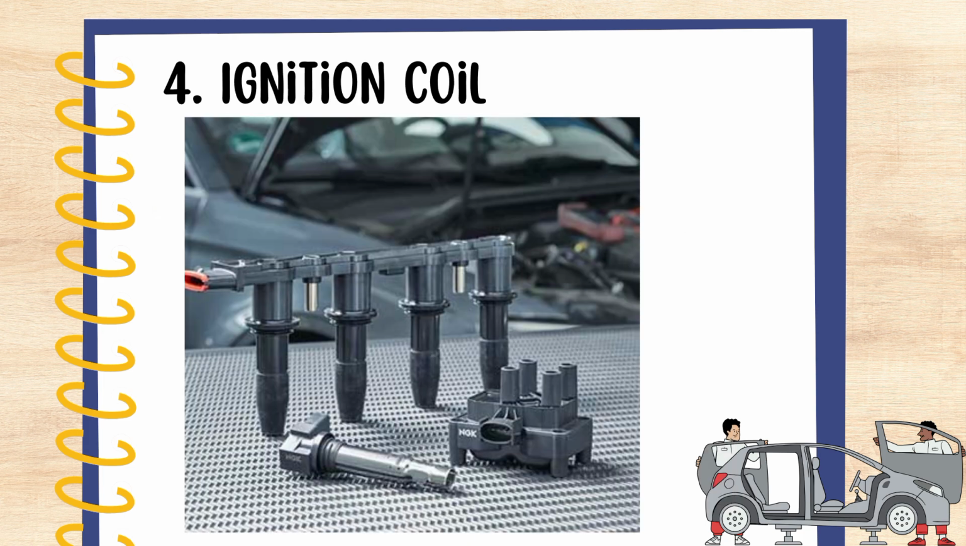The next part is the ignition coil. That's the picture of the ignition coil, a transformer that converts low voltage to high voltage. The function of this is to increase the battery's 12 volts to thousands of volts, usually around 20,000 to 40,000 volts, enough to create a spark at the spark plug.